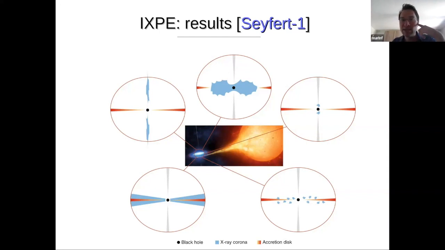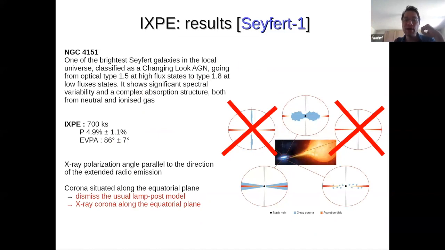We don't know. And the thing is that because we found a parallel polarization, it means that the corona must be along the equatorial plane. If it was along the polar direction, the polarization would have been perpendicular to the radio jet. So we could remove a full family of models thanks to the observation. We have dismissed a model that was used since, it's basically the Ross and Fabian model for the X-ray corona geometry, which we have proven wrong and we were using it for decades. We know now that for AGNs, and actually it was also proven with much higher statistics for X-ray binaries, the same thing, the X-ray corona in AGN is along the equatorial plane, not along the polar direction.